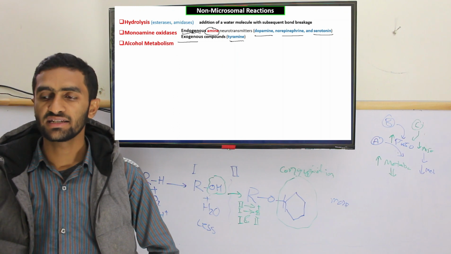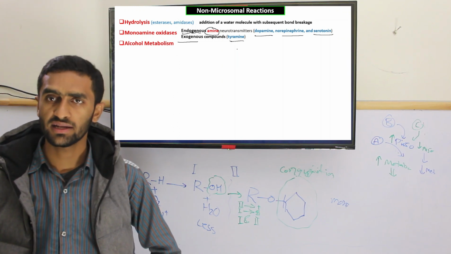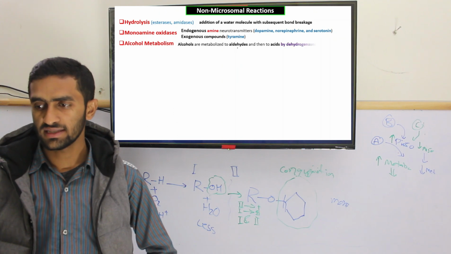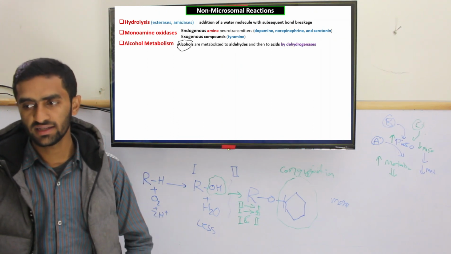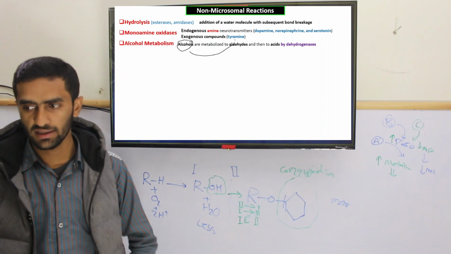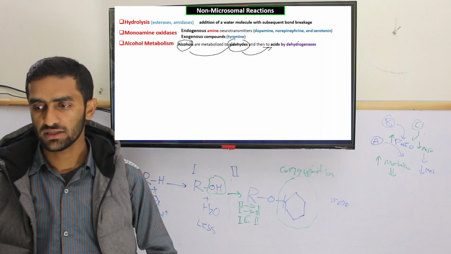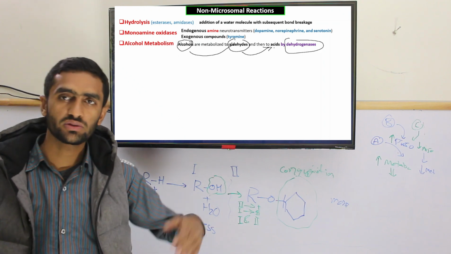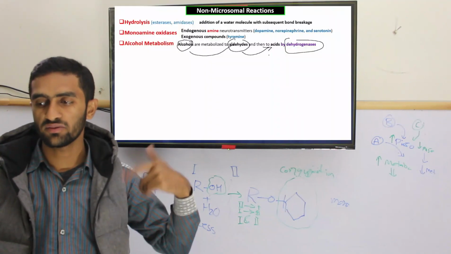Oxidation means addition of a water molecule or removal of hydrogen, a proton, or an electron. Okay, so let's see the oxidation here. You have added the hydroxyl group right here. For the reduction, for example, the clonazepam and dantrolene. Some reactions are important for some drugs, and some reactions are important for other drugs.